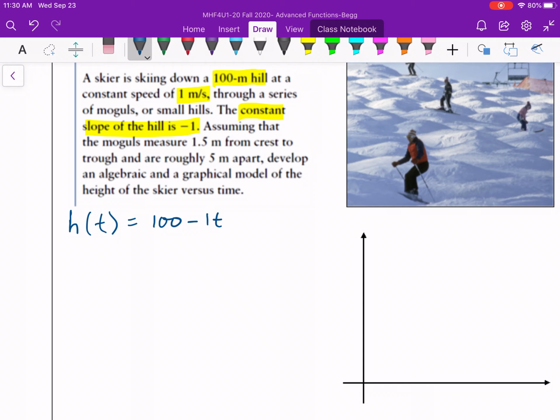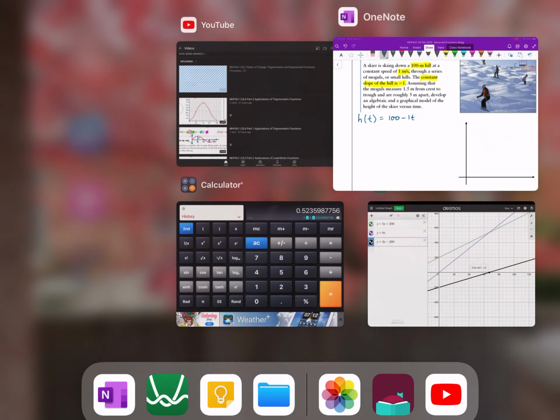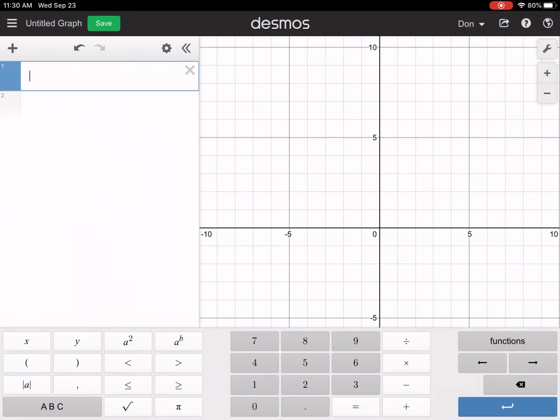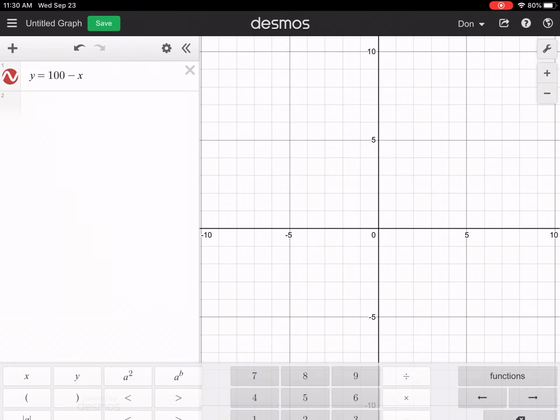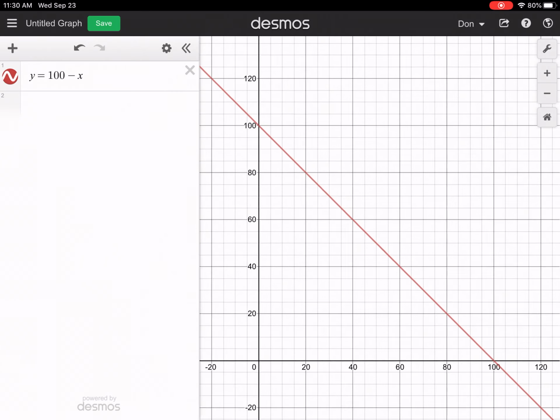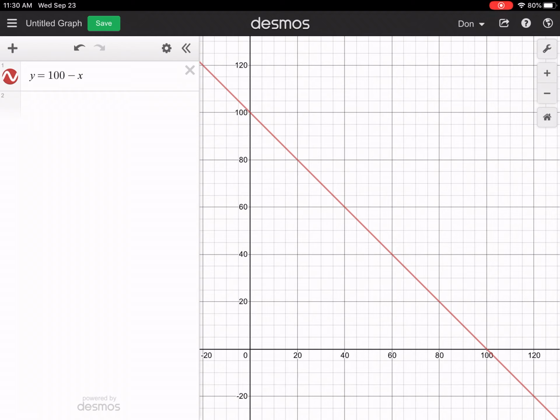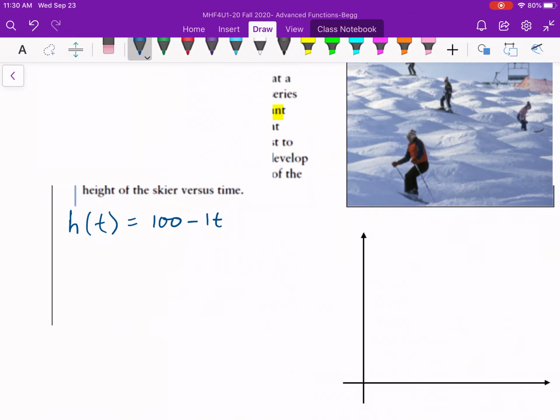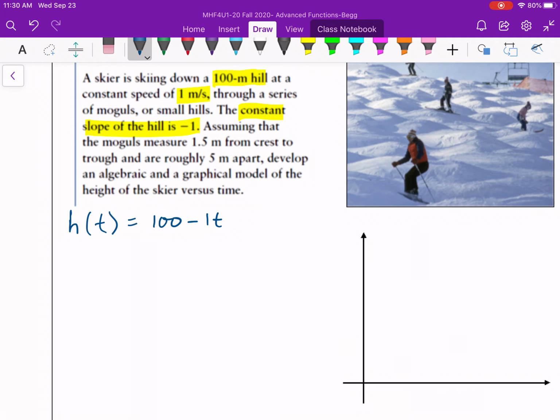So it's linear, right? Let's graph that. Y equals 100 minus 1x, or just minus x. Obviously, that's not going to fit, so I'll just zoom out a bit, and there it is. So if there are no moguls, that would be a good representation of the skier's path. But there are moguls, so we have to take them into account as well.